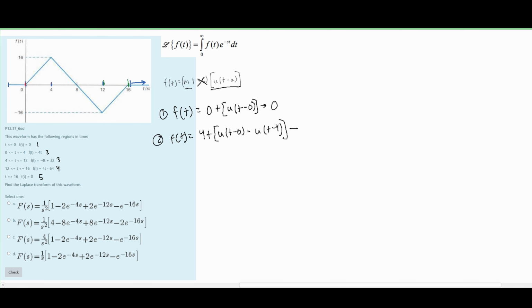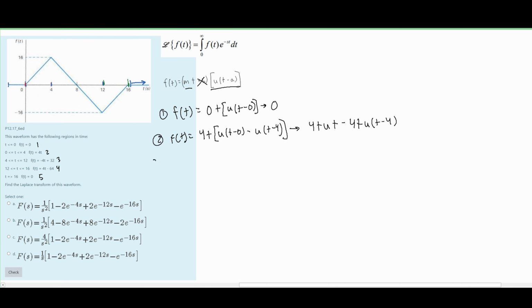So from here, I'm going to distribute some things just so it's easier to see. We are going to have a 4t times u(t). And then we're going to have a 4t u(t minus 4). So that is going to be our equation.